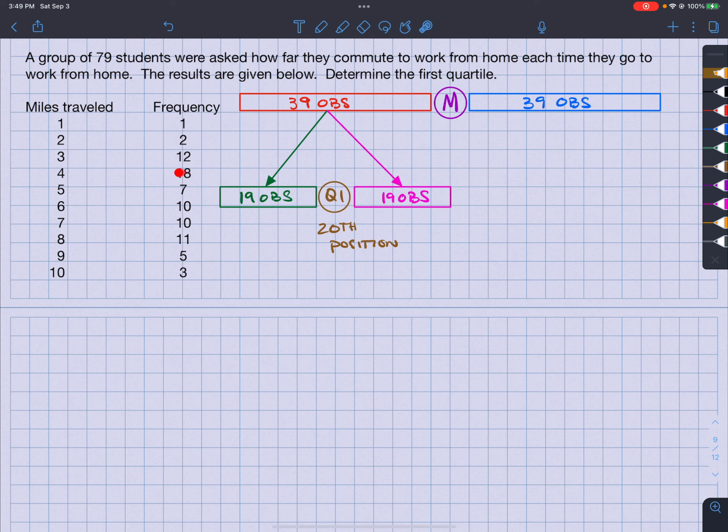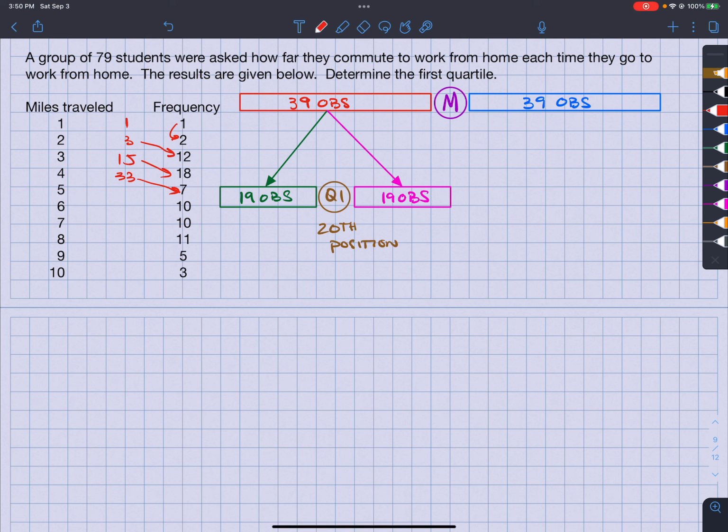17, 18, 19, and so on and so forth would be in here. So if I was to add these, this would be my first position, my second and third position. If you think about it, 1 plus 2 would give me 3. 3 plus 12 will give me 15. 15 plus 18 would get me to 33.